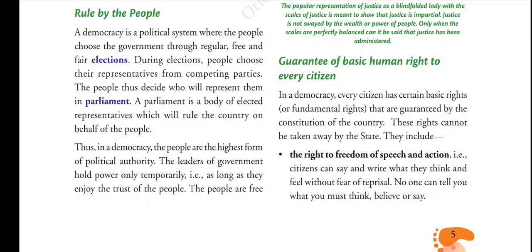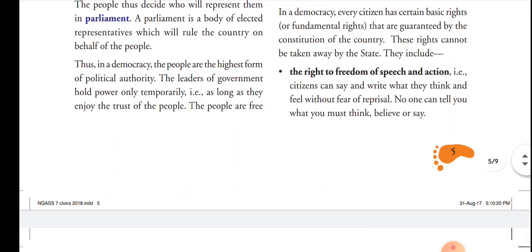Free and fair elections from different competitive parties, not only from one party. The people elect their representatives, and thus decide who will represent them in parliament. These elected representatives will decide who will become the leader of the party. So what is a parliament? A parliament is a body of elected representatives which rules the country on behalf of the people. Thus in a democracy, people are the highest form of political authority.